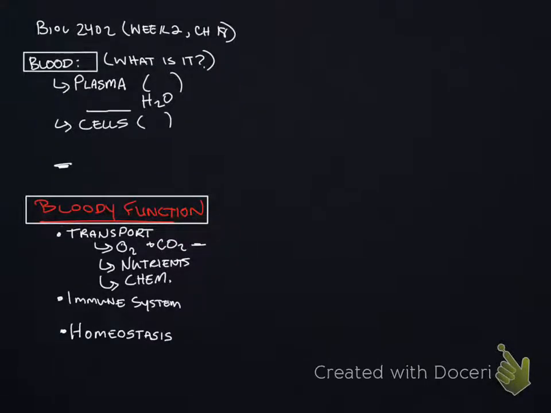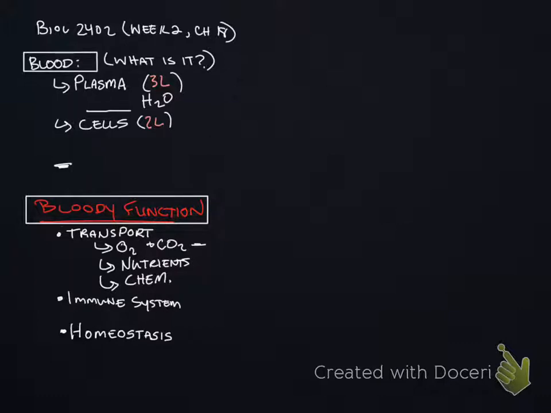Hi guys, so today let's talk about chapter 18, the blood chapter. What is blood? What is blood made up of? Well, plasma and cells, right? So plasma makes up about 3 liters of your blood, and 2 liters of that is just cells. So that means you have about 5 liters of blood in your body, okay?